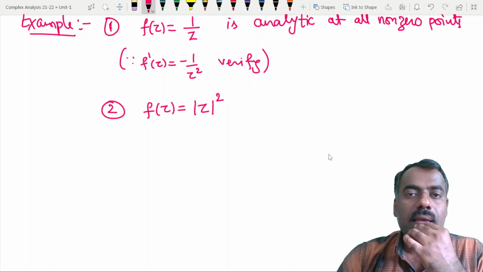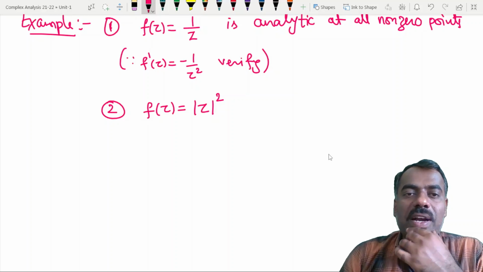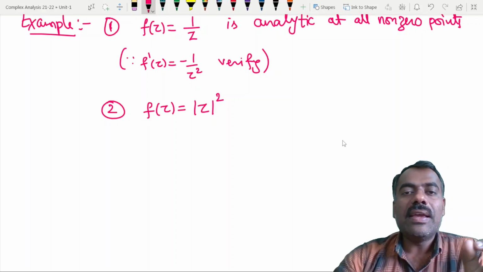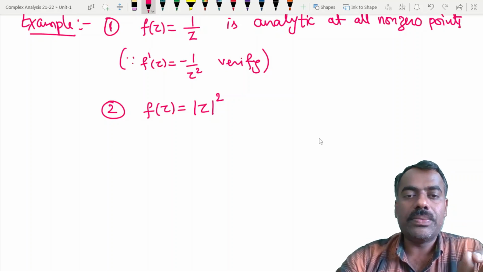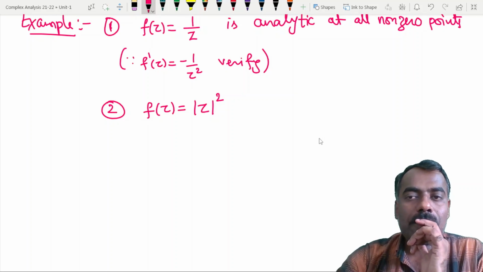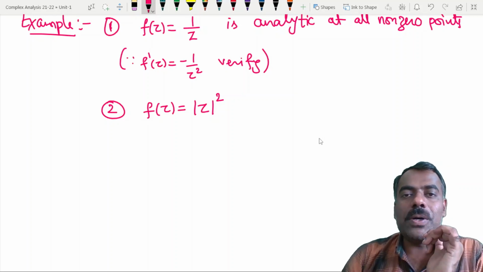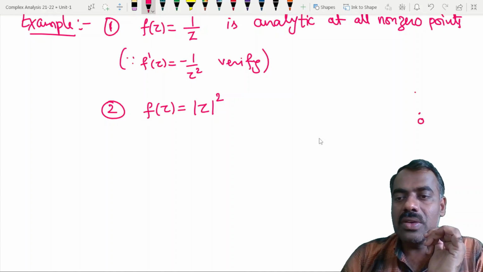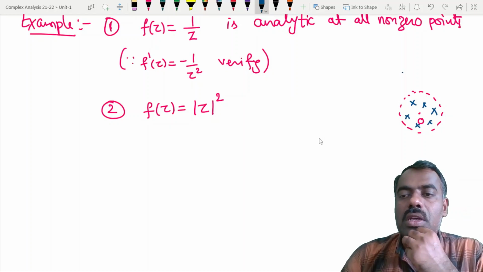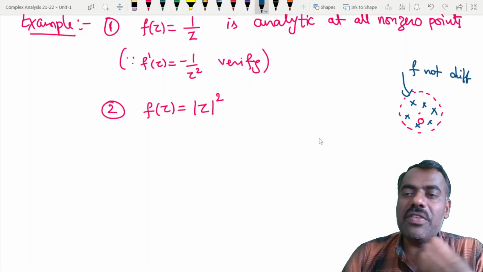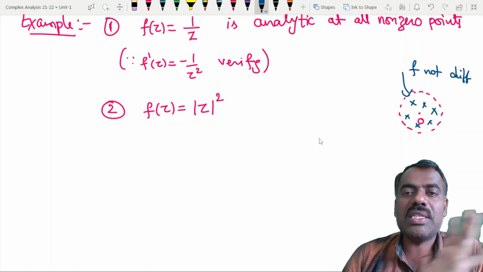So now this function f of z is equal to mod z square, even though it is differentiable at 0, it is not analytic at 0. Is that clear? Why? Because you take 0, and you take any neighborhood around 0. It is not at all differentiable at any point you take. So at all these points f is not differentiable. However small neighborhood you take, however big you take, except at z is equal to 0, it is not differentiable.